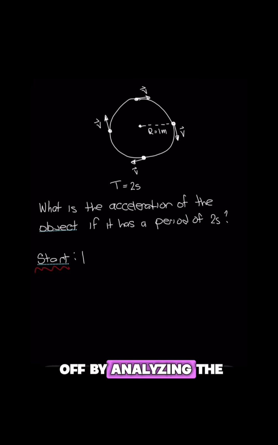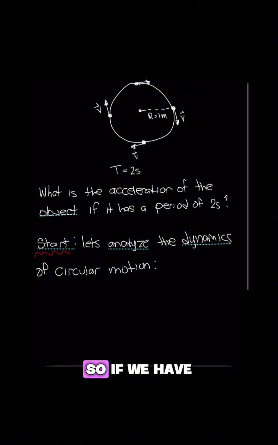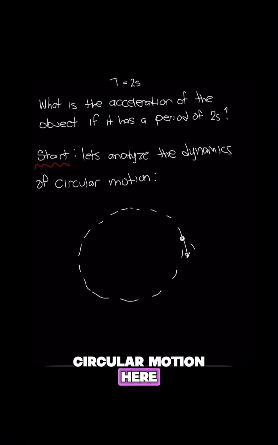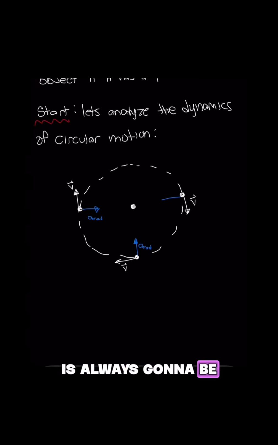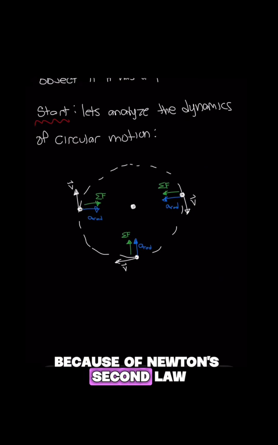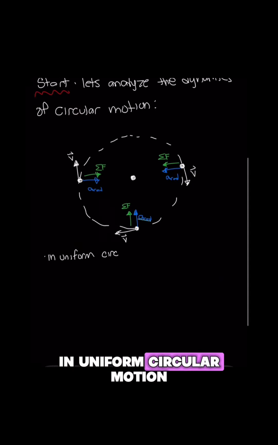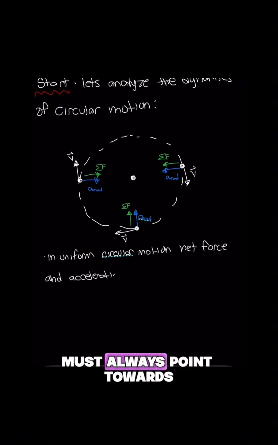So we can start off by analyzing the dynamics of circular motion. If we have an object under circular motion here, the velocity is always going to be pointing tangential to the circle. The acceleration is always going to be pointing towards the center of the circle. In addition to that, the summation of the force is going to be in the same direction because of Newton's second law. As I note below, in uniform circular motion, net force and acceleration must always point towards the center of the circle.